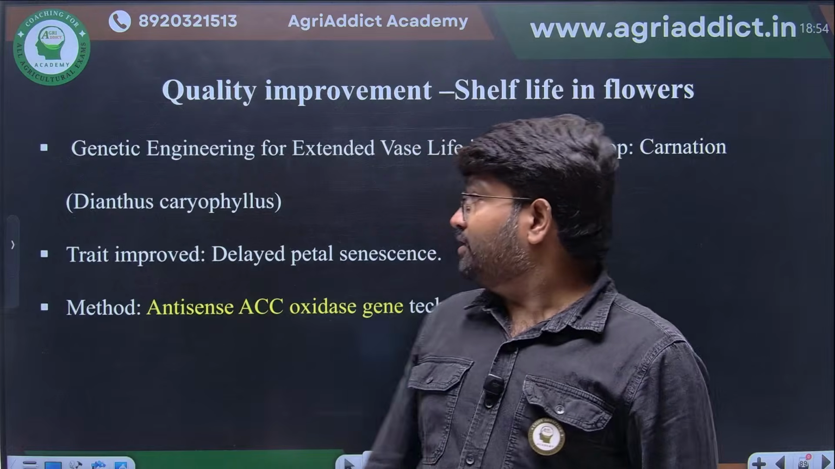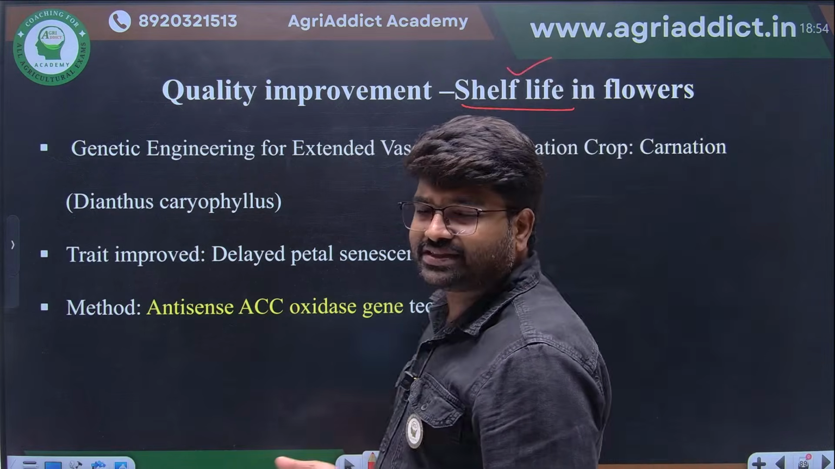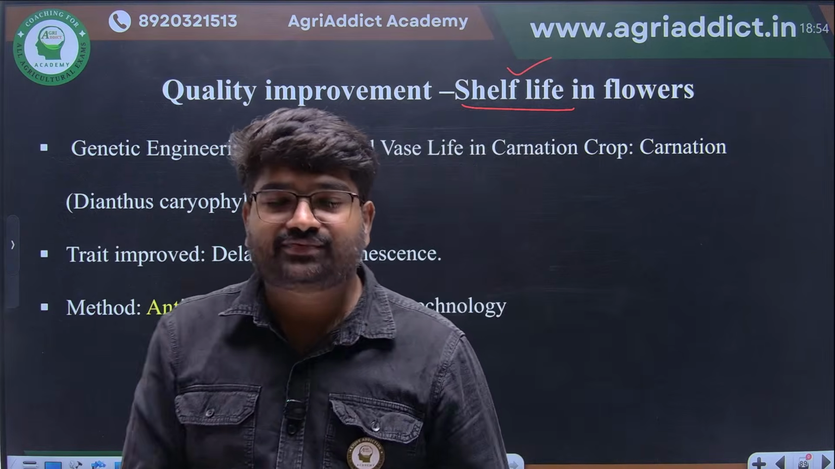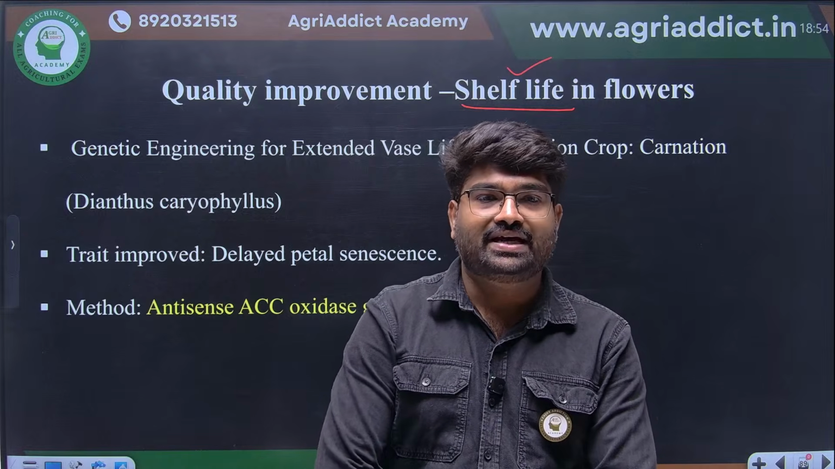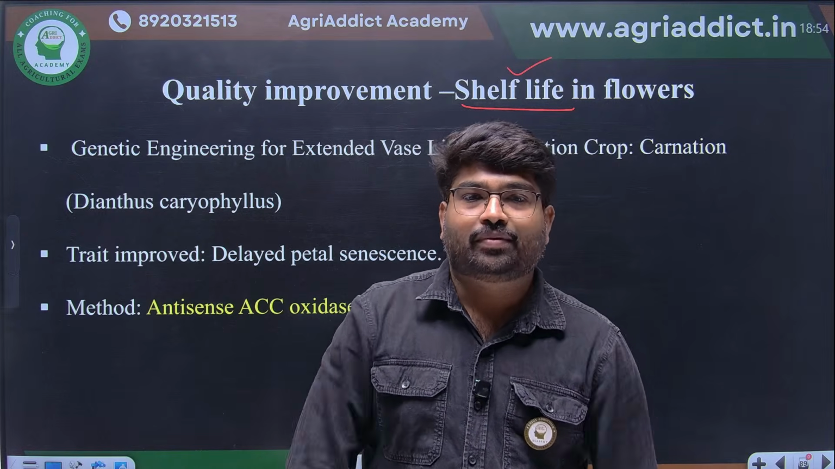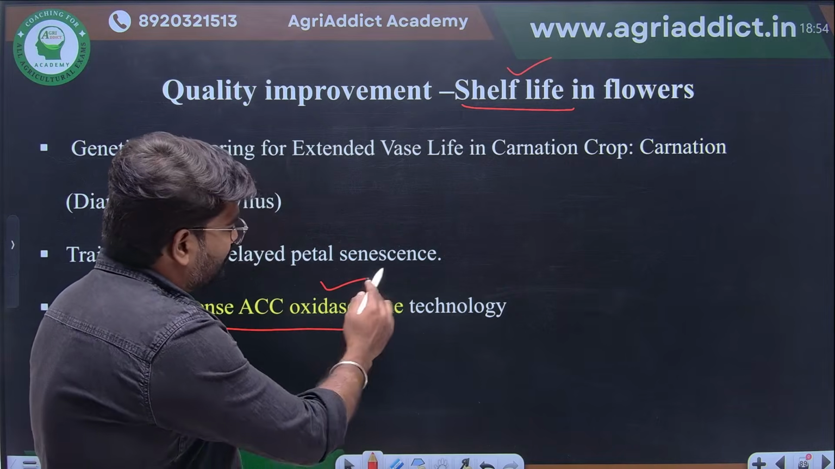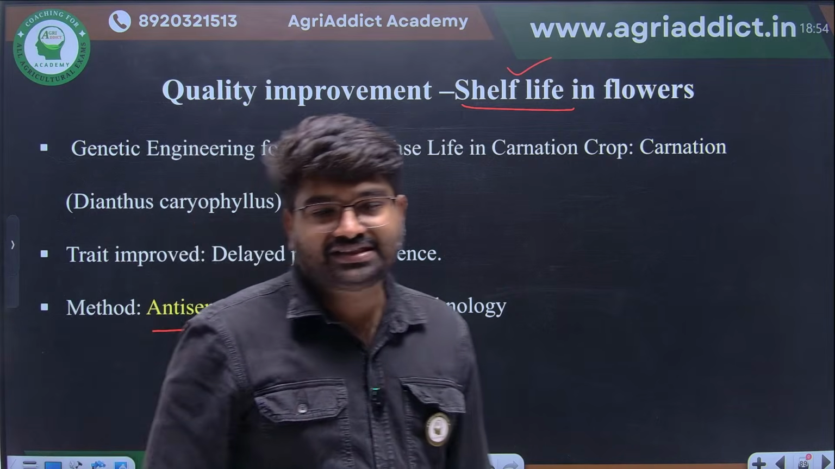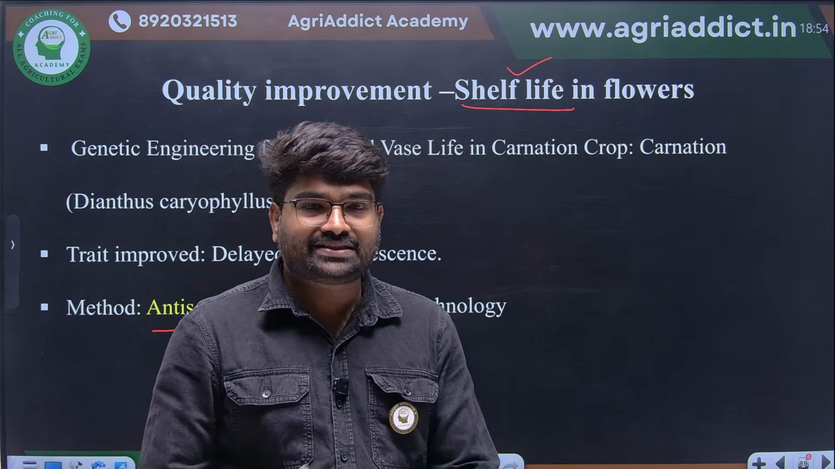Now we are going to see how to improve the shelf life in flowers. Similar aspect only. If we want to delay petal senescence, we have to target the genes involved in ethylene biosynthesis. So they have targeted here antisense ACC oxidase. Just to go through this.